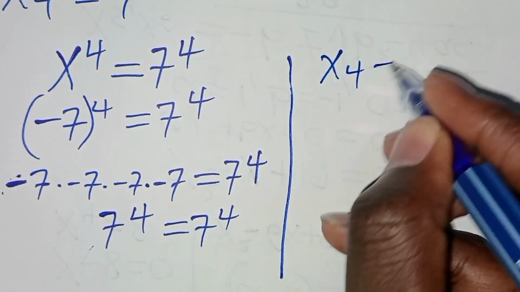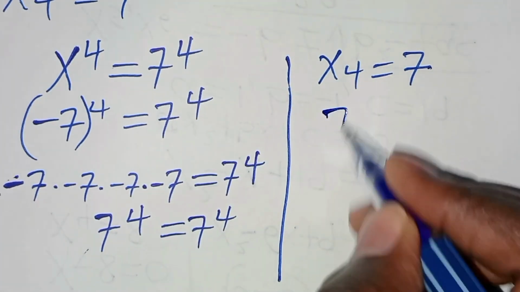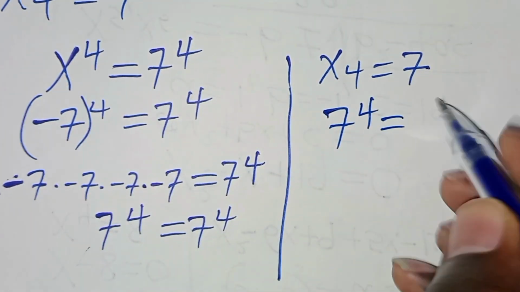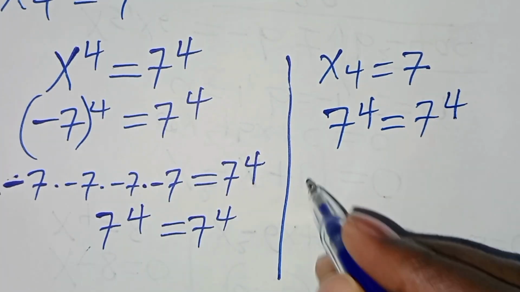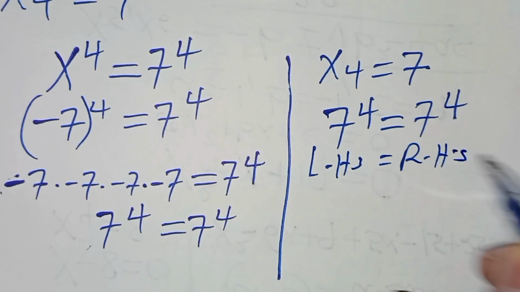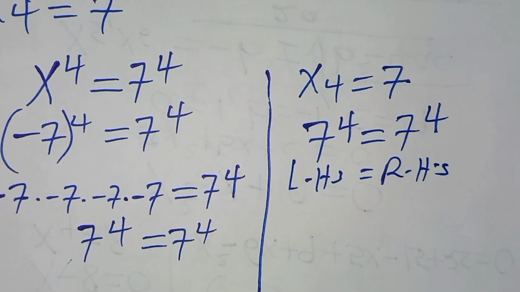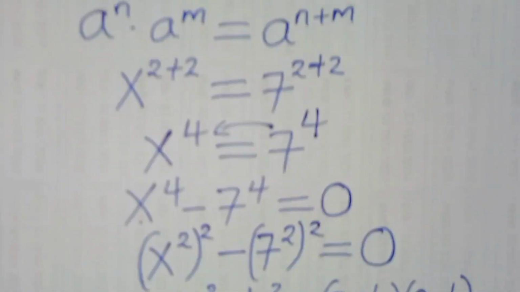x4 here is equal to 7. And therefore, x to power 4 is 7 to power 4, which is equal to 7 to power 4. So the left-hand side is equal to the right-hand side, and that implies that the 4 solutions actually satisfy the equation.